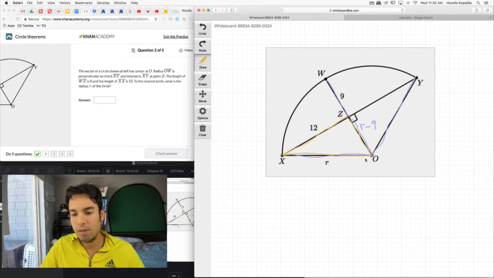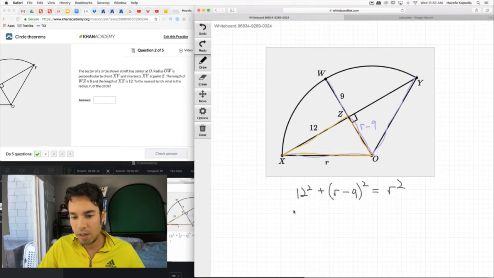Like that. Okay. So I can use this, and using these three values, I should be able to calculate the value of r. Let me show you how to do it. So r is the hypotenuse, right? So we have leg squared plus leg squared equals hypotenuse squared. So 12 squared plus (r minus 9) squared equals r squared.